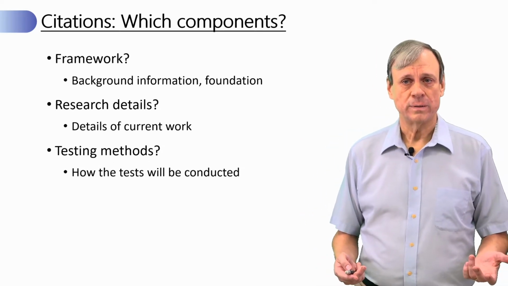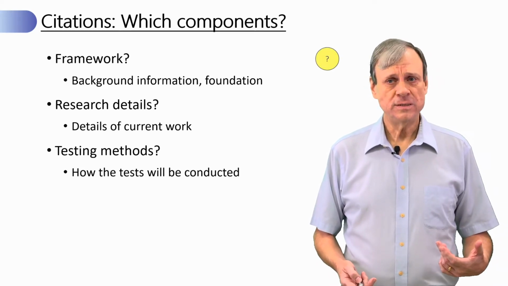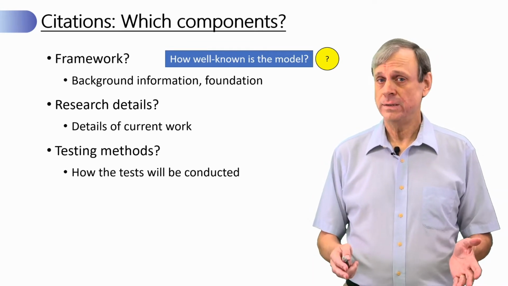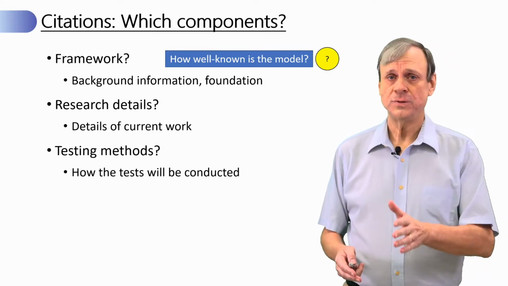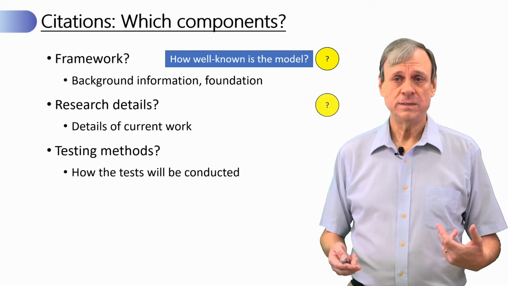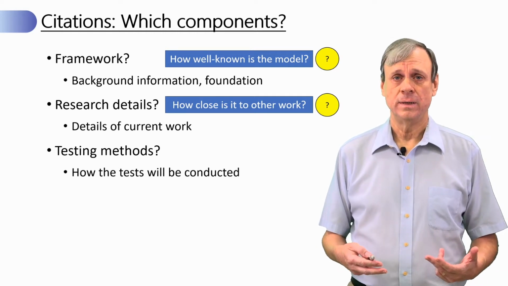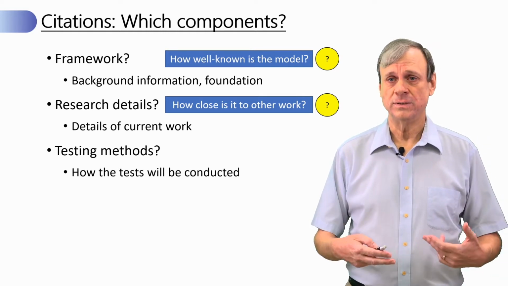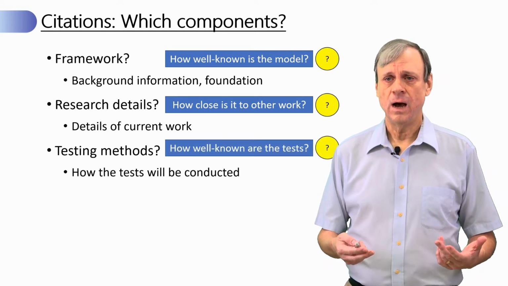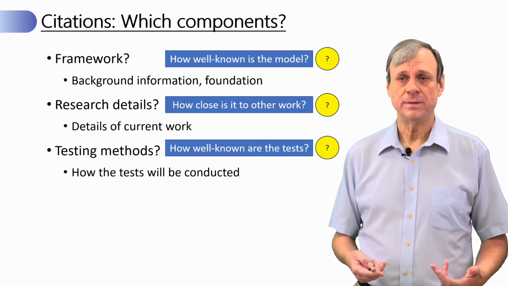What about framework? Framework talks about the background information, the foundation. This depends somewhat on how well known that model is. If it's very well known, you may not need citations. If it's only one or two works that have used it, then probably it will require citations. Reference details, similarly. How close is this to other work? How well known is that other work? That determines whether you need particular citations there. Same with testing methods. How well known are the tools, the testing methods? How commonly used are they in the field?